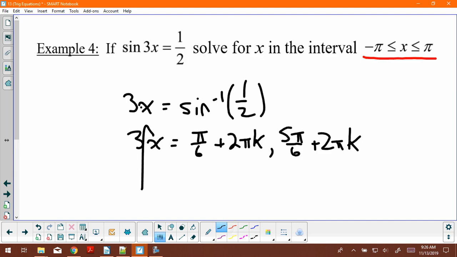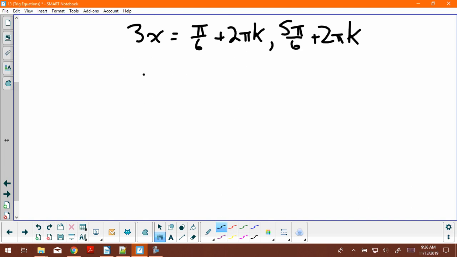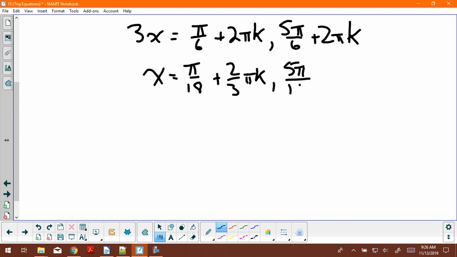So we have x equals pi over 6 divided by 3, which is pi over 18, plus 2/3 pi k. And then we have 5 pi over 18 plus 2/3 pi k. That is our general solution. Now we need to start looking for the specific solutions.